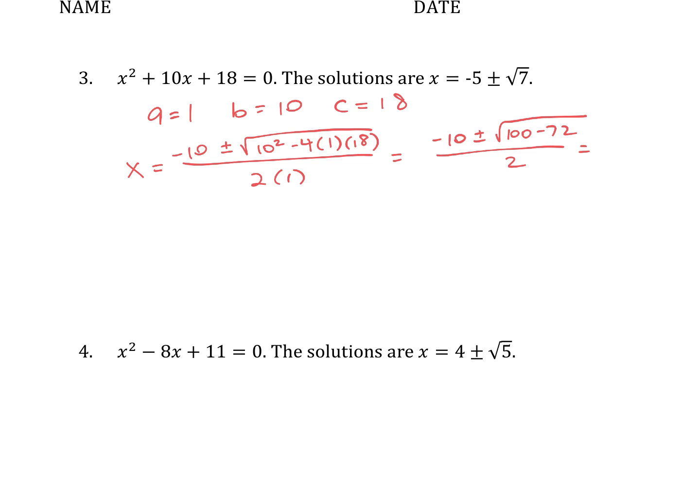100 minus 72 is 28, so I have negative 10 plus or minus the square root of 28 over 2. From here, I need to simplify 28 because that does have a perfect square factor. So when I do that, I get negative 10 plus or minus the square root of 4 times 7, all over 2. And that simplifies to negative 10 plus or minus 2 root 7, over 2. Now I need to simplify.